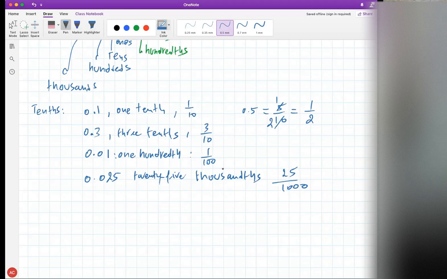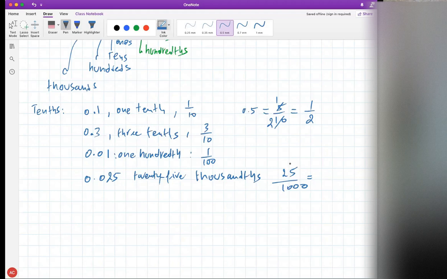Yes, we can. You could reduce it by 25. It becomes 1 over 40. So we can reduce it by 25 right away. If you see that 25 goes into both, that's the best way. You can do it quickly.